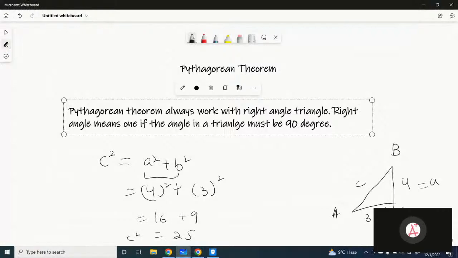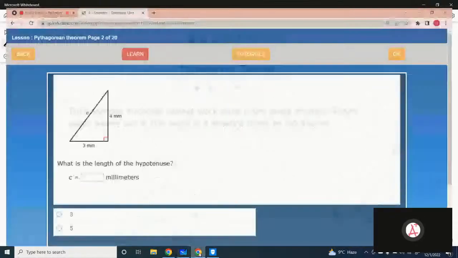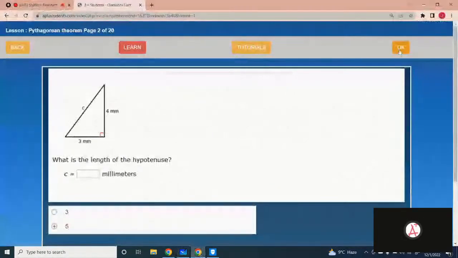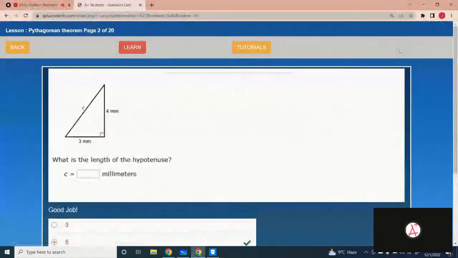You have to calculate the value of C only. So square root both sides. Then C equals 5. So the correct option is C equals 5. Just select the correct option and click on the OK button.